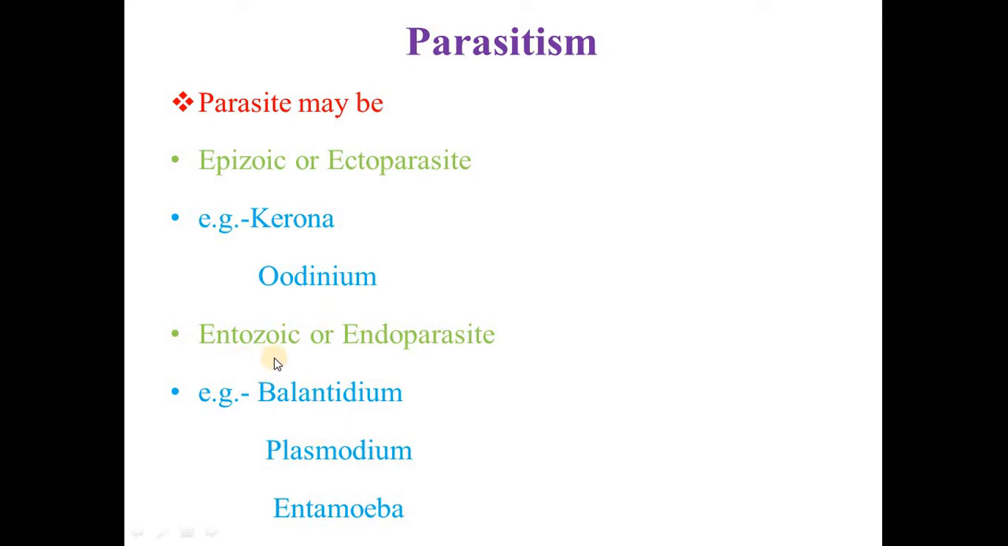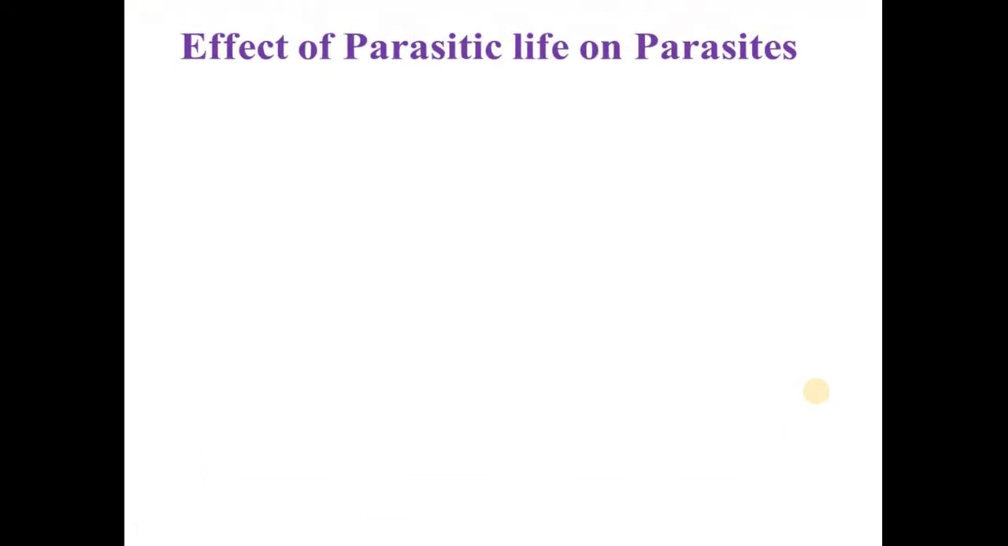Another category is the entozoic or endoparasite which lives inside the body of the host. The endoparasite may be found in internal cavities, example Balantidium, or they may be intracellular, example Plasmodium, or they may be found in the tissues of the host, example Entamoeba. Now, what will be the result of parasitism will be discussed in the next slide.